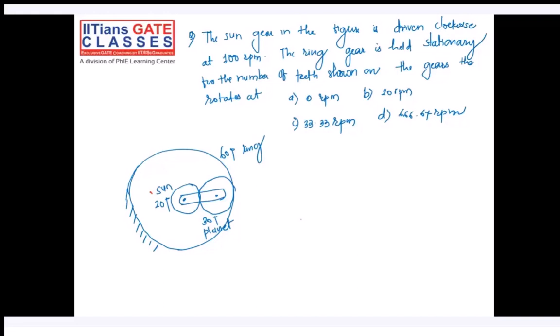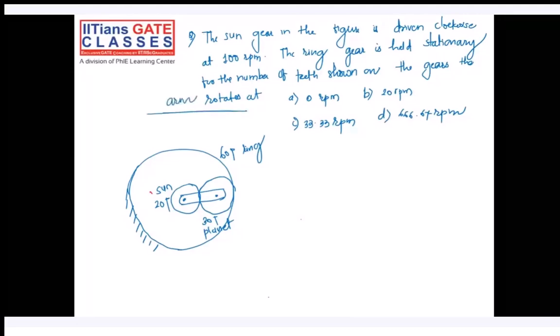So the sun gear in this figure is driven clockwise at 100 RPM. The ring gear is held stationary. The number of teeth shown on the gears you already have. What is the question? The arm rotates at what speed? So there is arm rotation. This is the arm.